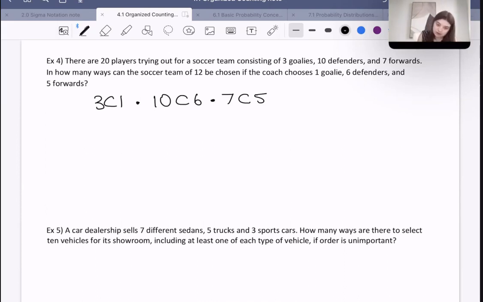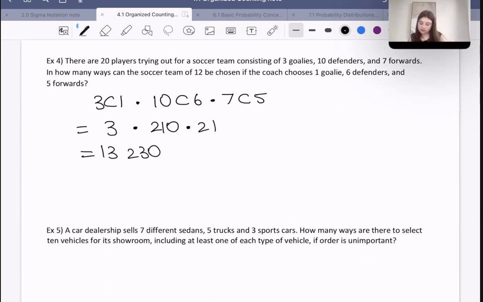So let's plug that into our calculator. 3 choose 1 is just going to be 3. 10 choose 6 is going to be 210. And then 7 choose 5 is 21. So in total, there are 13,230 different possible teams. So there we have it. There's our answer.